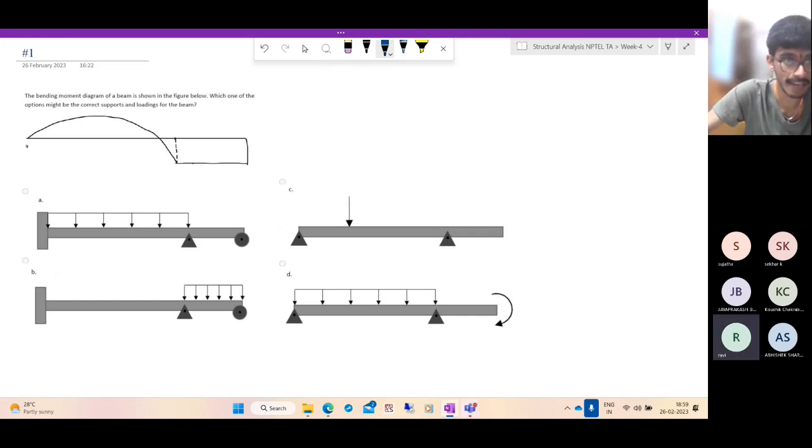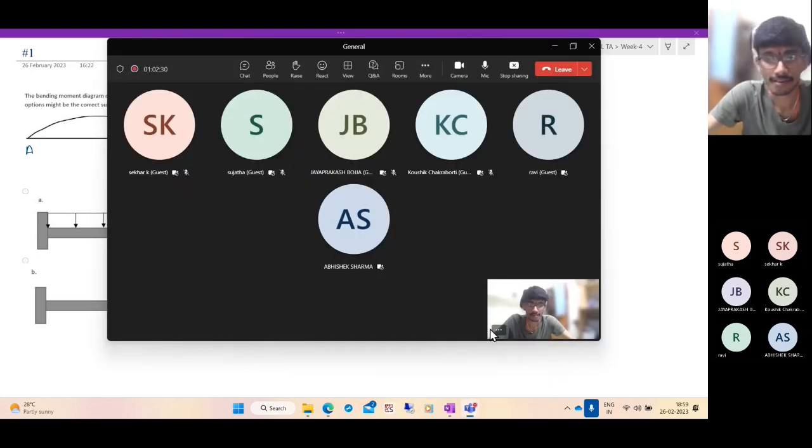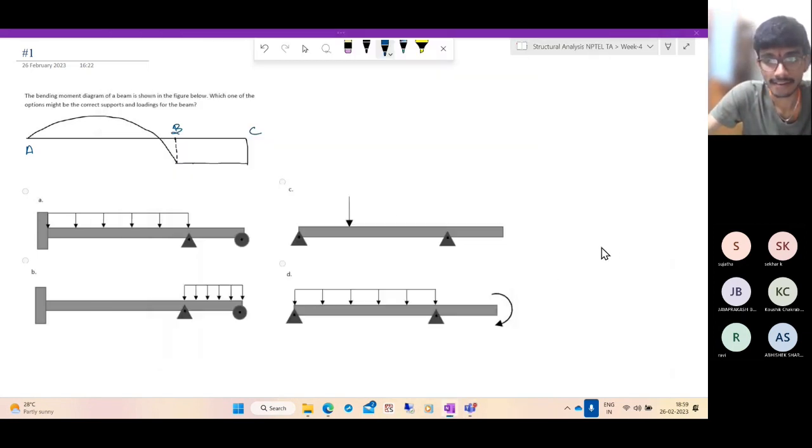Let us name the points A, B, and C. Could anyone make a guess? It's simple. Out of these. Okay, fine. The last one. Yes, that is correct. So let us see what is the reasoning for that.